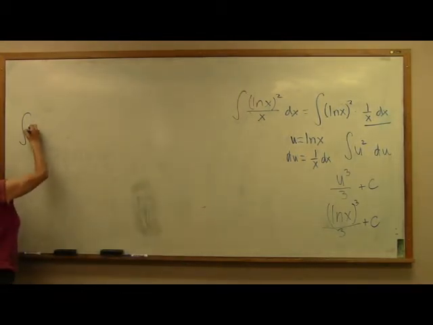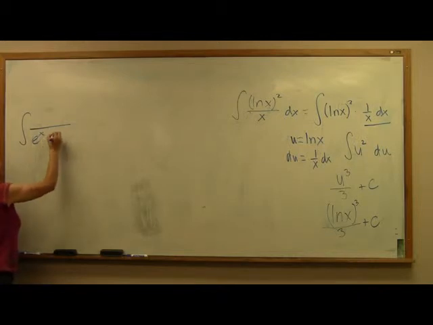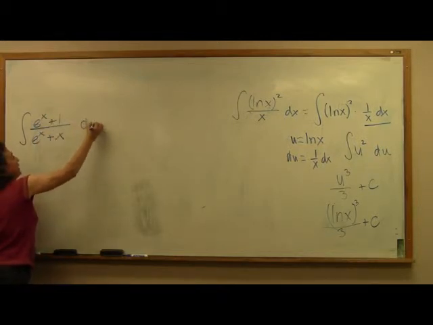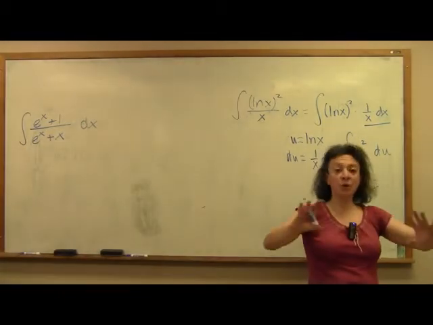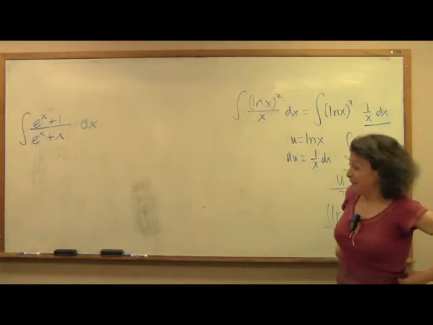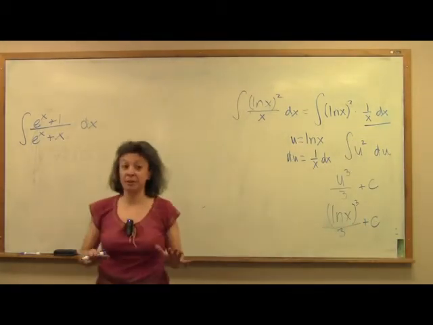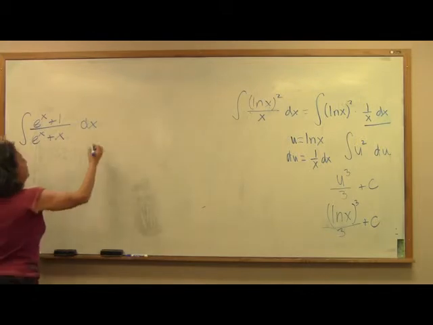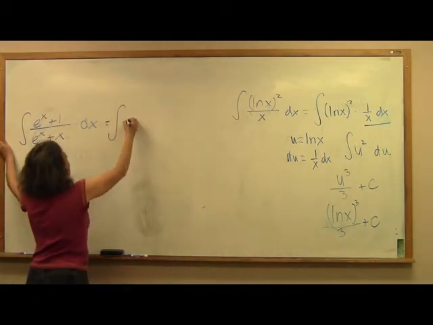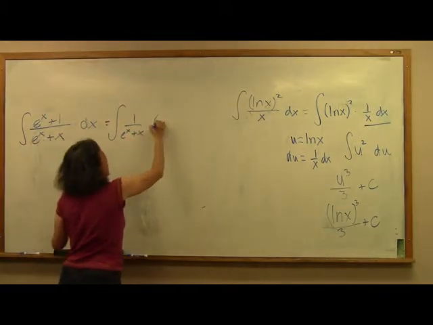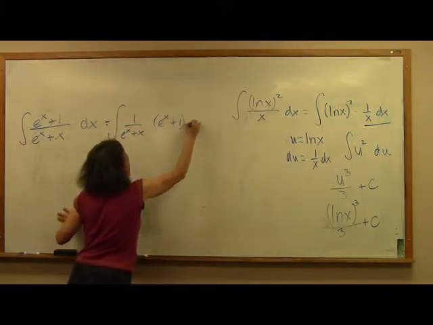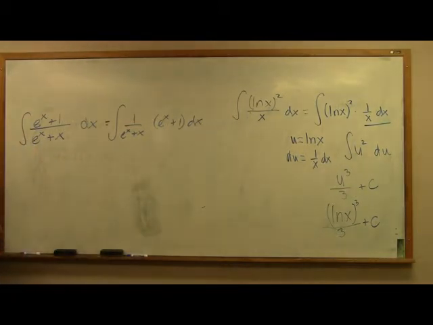What if I have e to the x plus x in the denominator and e to the x plus 1 in my numerator? Now again, you don't have to rewrite this way, but I'm going to just for clarity purposes, okay? What I'm going to do is I'm going to rewrite this as 1 over e to the x plus x, and that's times e to the x plus 1 dx.